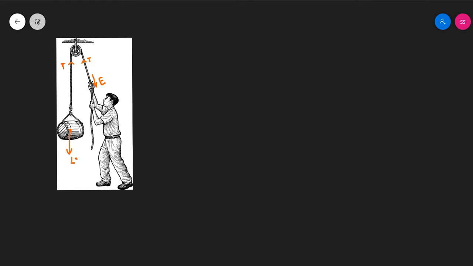Let's say your load is 50 kilogram force. In this case your effort as well would be 50 kilogram force. Your mechanical advantage is 1 here, because whatever load is there, you have to put in that much effort. So mechanical advantage equals load by effort, which is 50 by 50, equal to 1.